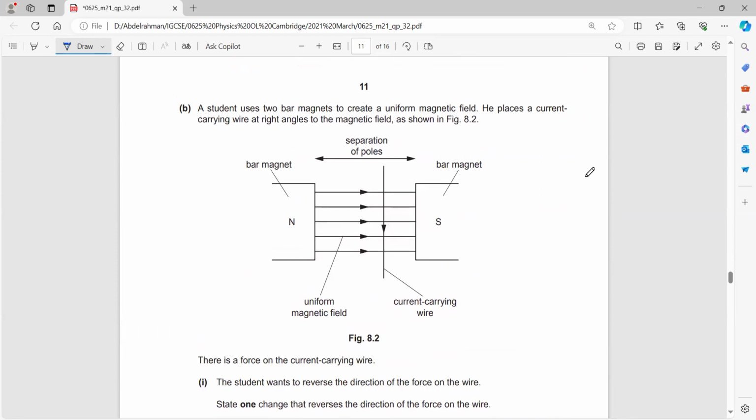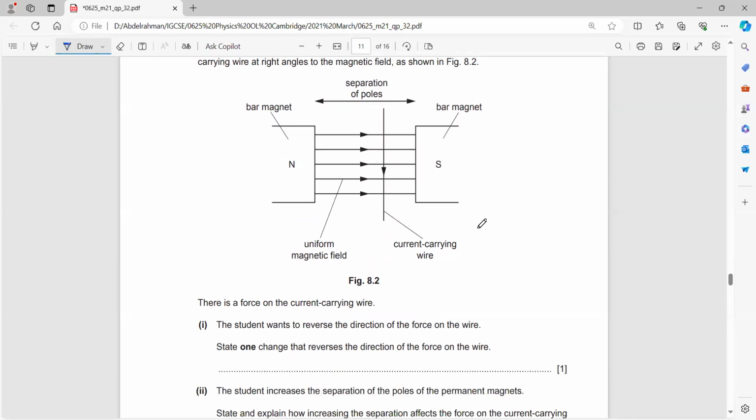There's a force on this wire. I have a wire which has a current inside it. This is a drawing for the simple DC motor. This is a simple DC motor. I have a wire which has a current inside it. This wire should be connected to a battery.